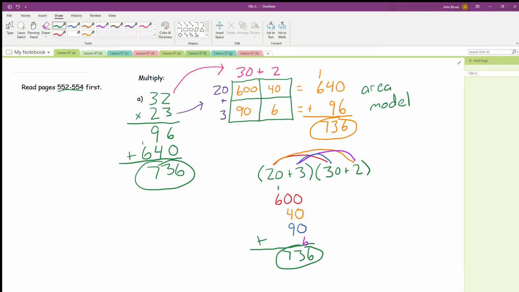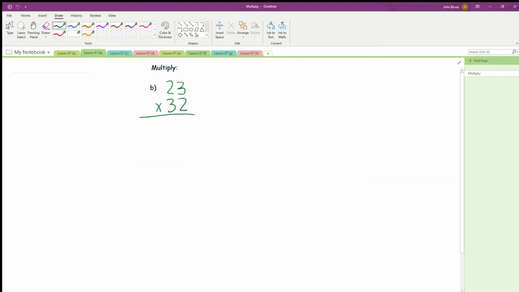Okay, let's go to B. Okay, I'm going to move a little more quickly now. We're going to start with the area model.